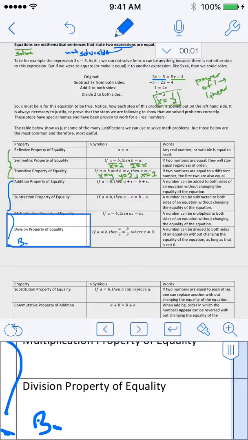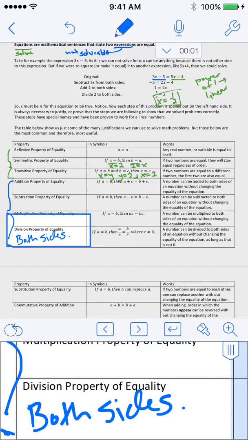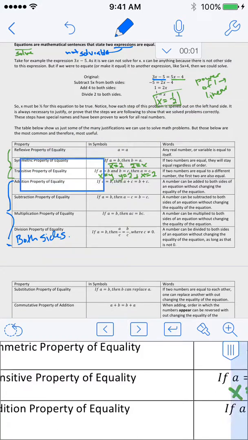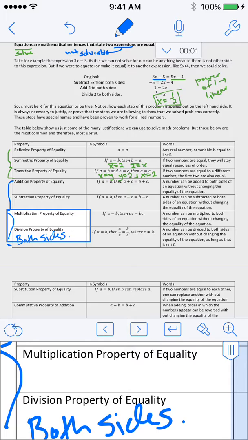Sorry, one sec. Both sides. So when we're solving stuff, like back up in our example, notice that they added 4 to both sides and they subtracted 3x from both sides. Every time you say "from both sides," that's one of these properties. And whatever you're doing is that property. So if you're multiplying to both sides, that's the multiplication property of equality.